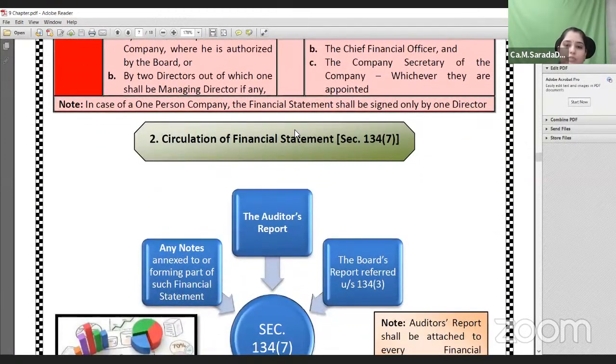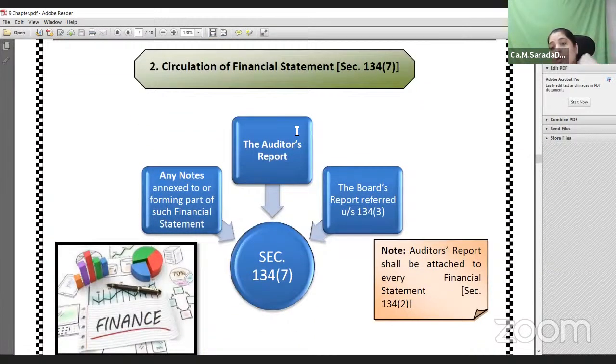Now, circulation of these financial statements. As I have already told you, once the financial statements are signed and authenticated by the board, they should be immediately sent to the auditor. Okay. Only after they are audited by the auditor, the audited financial statements have to be ready before the AGM, or circulated to the members at least 21 days before the meeting. Now, along with these financial statements, the other reports attached are the auditor's report and the board report, and they all put together are laid in the AGM.